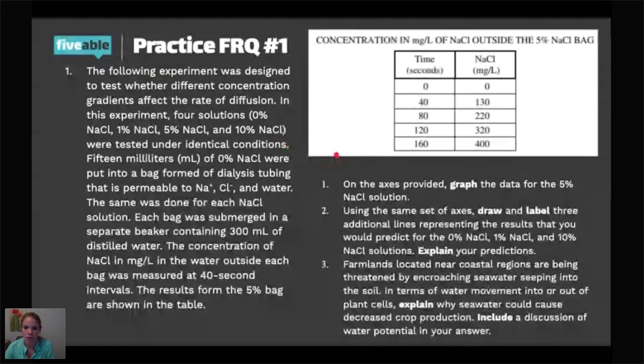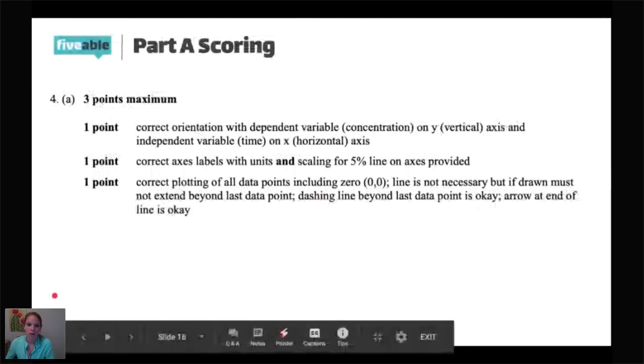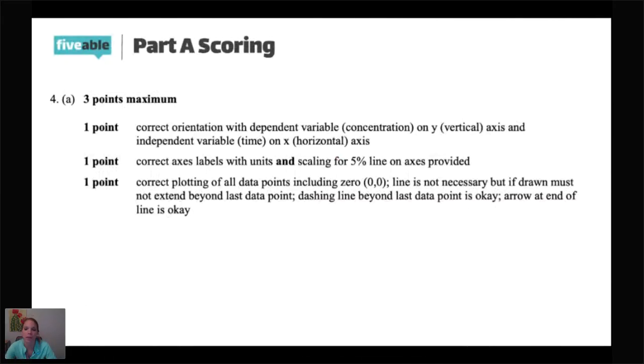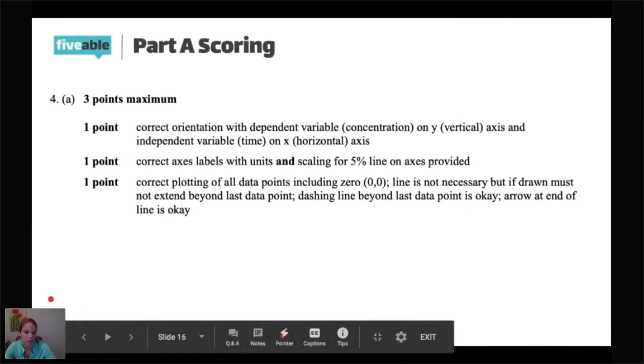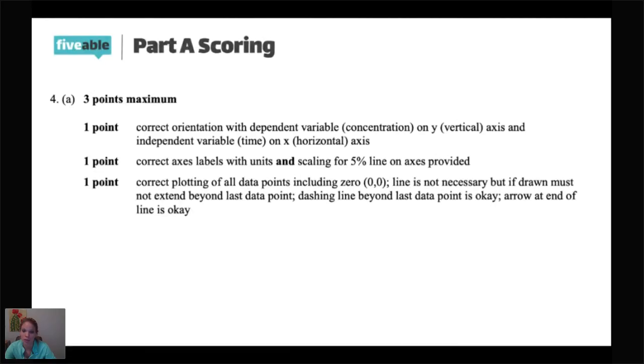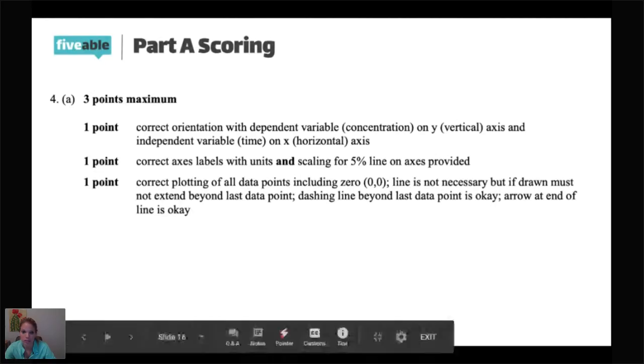So I'm going to go ahead and show here. For part A, you can get 3 points maximum: correct orientation of the dependent variable on the y-axis and the independent variable on the x-axis, correct axes labels, and correct plotting of all the data points.